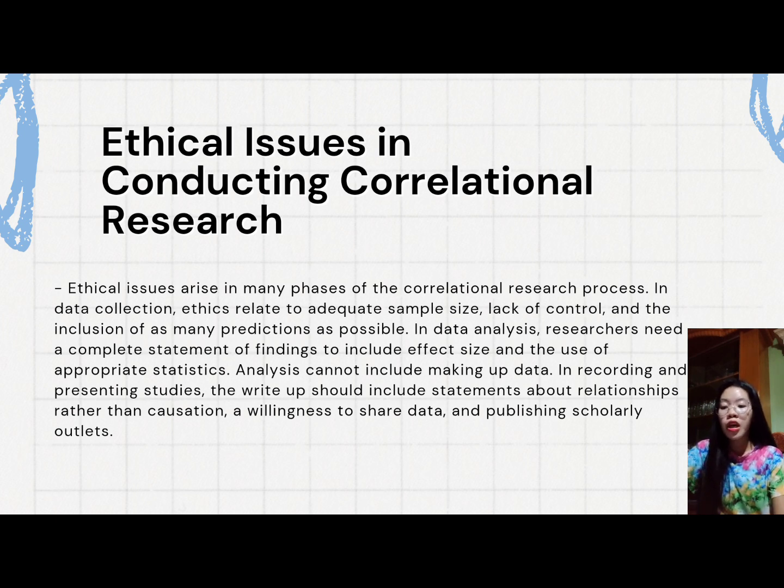So the next and the last topic is the ethical issues in conducting correlational research. So ethical issues arise in many phases of the correlational research process. In data collection, ethics relate to adequate sample size, lack of control, and the inclusion of as many predictors as possible. So in data analysis, researchers need a complete statement of findings to include effect size and the use of appropriate statistics. So analysis cannot include making up data.